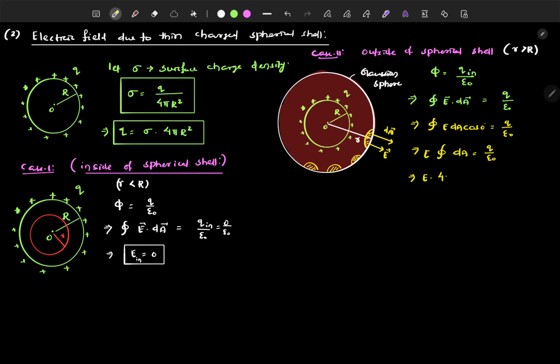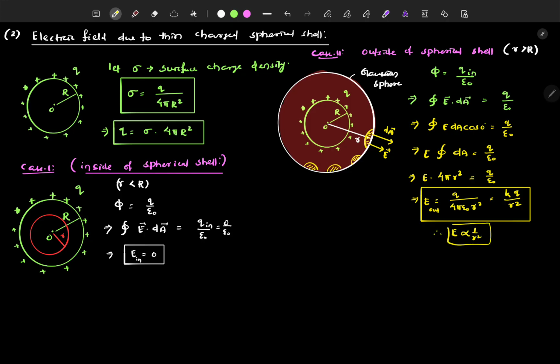So E into the surface area of the Gaussian sphere, which is 4 pi small r square because its radius is small r, equals Q by epsilon naught. So E value will be Q divided by 4 pi epsilon naught r square. This is your E out, or we may write k Q by r square, since 1 by 4 pi epsilon naught is k. This is the value of E out. So clearly E out is proportional to 1 by r square.